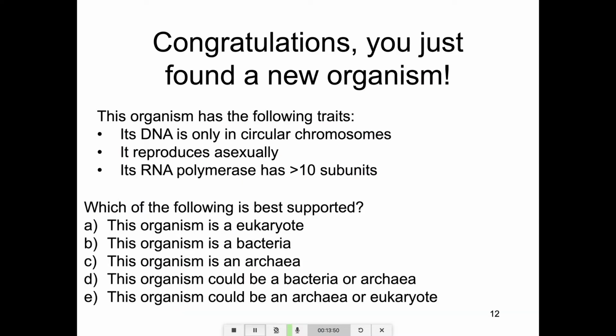So, for example, let's pretend you just found a new organism. Its DNA is only in circular chromosomes. It reproduces asexually, and its RNA polymerase has greater than 10 subunits. Which of the following is best supported?